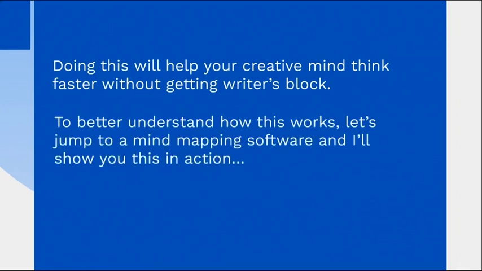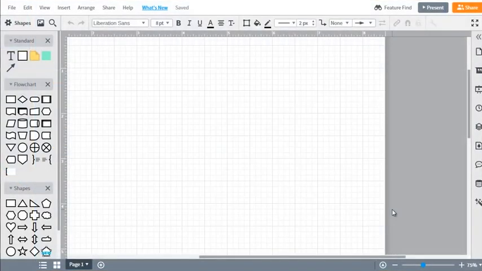Now, to better understand how this works, let's use an example. Let's jump to a mind mapping software and use the brain splatter method. And I'm going to show this to you in action. So as I mentioned, the brain splatter method, and yes, that name sounds funny, but it really is just trying to get everything in your brain onto the piece of paper.